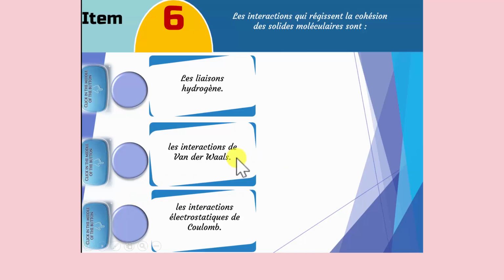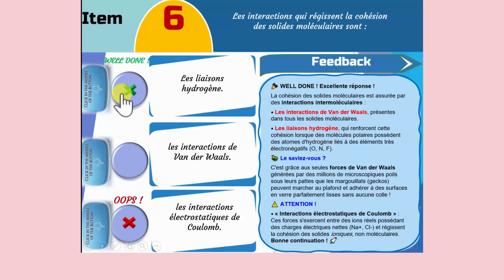Well done! Molecular solids are held together by intermolecular interactions, not by ionic forces between fully charged ions. Van der Waals interactions are present in all molecular solids, while hydrogen bonds provide additional cohesion when polar molecules contain hydrogen bonded to highly electronegative atoms, such as oxygen, nitrogen, or fluorine. By contrast, Coulombic electrostatic interactions between ions like sodium and chloride are characteristic of ionic solids.